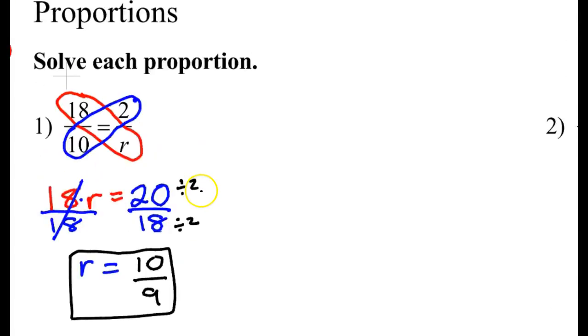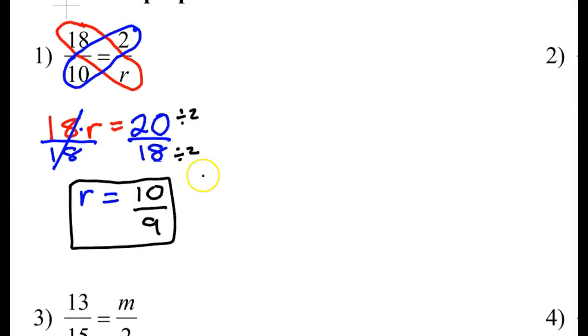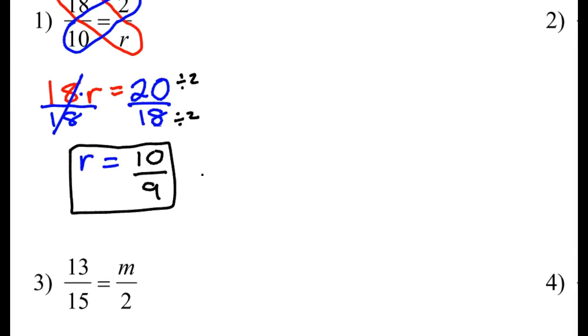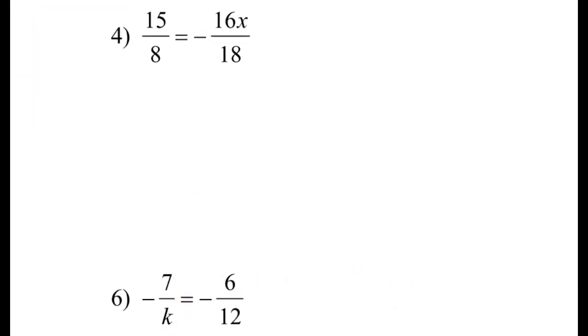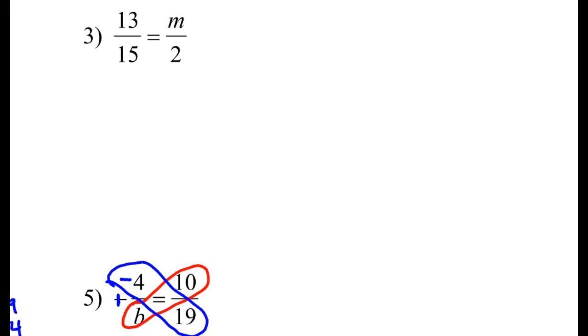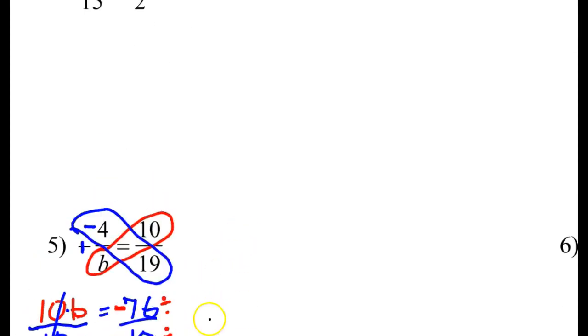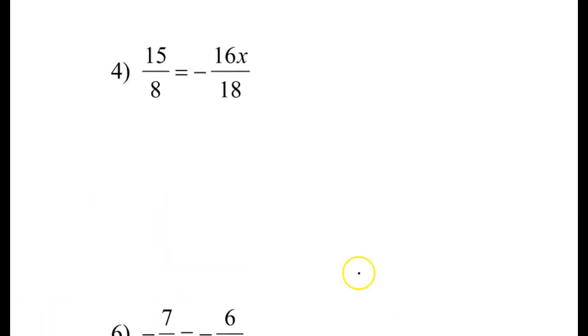Let's take a look at the back. We already did the basic ones where you cross multiply and divide, right? You have to reduce the fractions. Sometimes the numbers get a little large, and we saw the numbers get a little big. So let me show you a little trick.